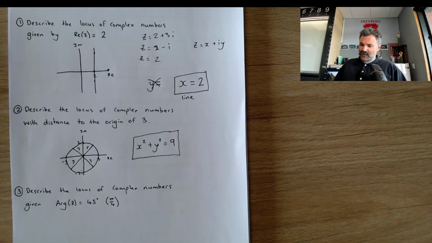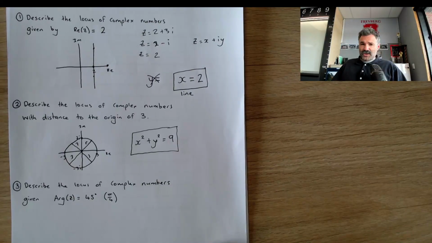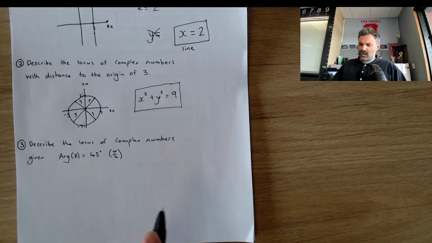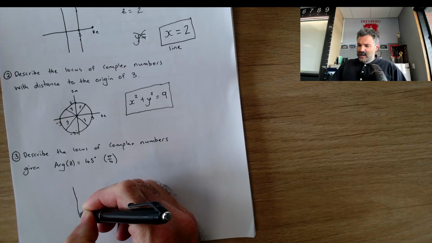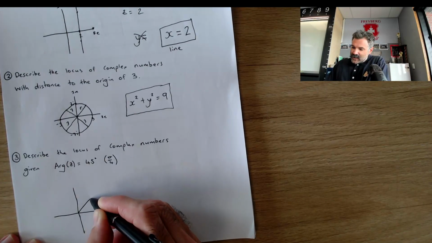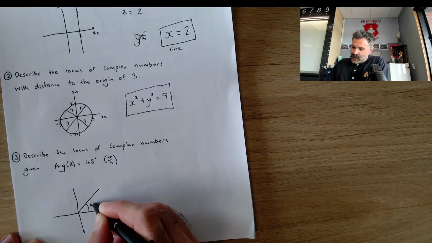describe the locus of complex numbers given by the arg of z. Arg of z means the argument of z, or the angle that z makes with the real axis. If you haven't looked at the video about that, I highly recommend you do. Equaling to 45. So again, let's try to visualize what this might look like. The argument is equal to 45 degrees. The angle that we're making with the positive real axis is 45 degrees.